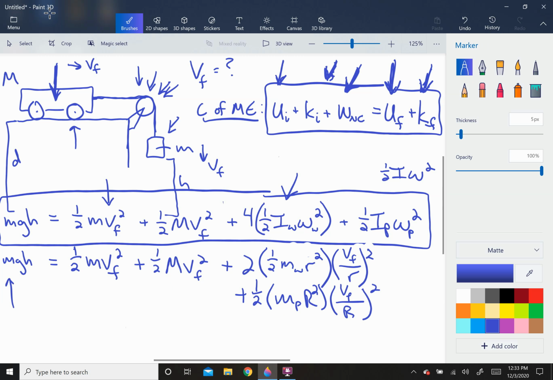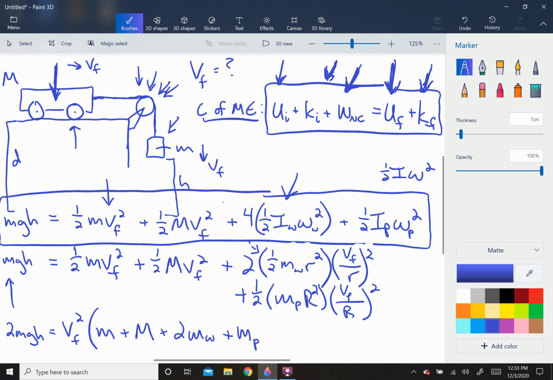And you can see that if I multiply the whole thing by 2, there's halves on each of these things, right? And this one, the half and the 2 are going to cancel, right? And so what I'm going to end up with is 2 mgh equals, and then I'm going to have VF squared. Notice that every single term has a VF squared, so I can pull it out. And then it's times this one is going to be an m plus a big M plus, after I multiplied the whole thing by 2, I'll have a 2 times the mass of the wheels plus the mass of the pulley.